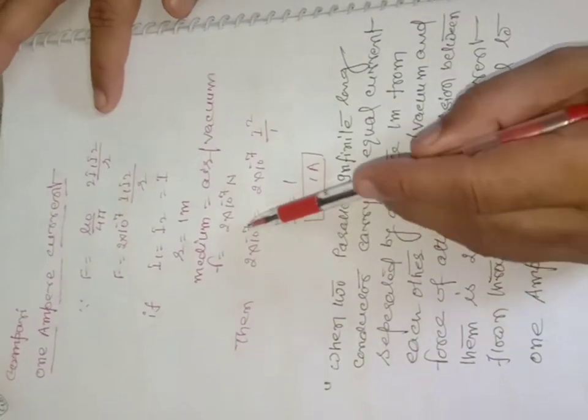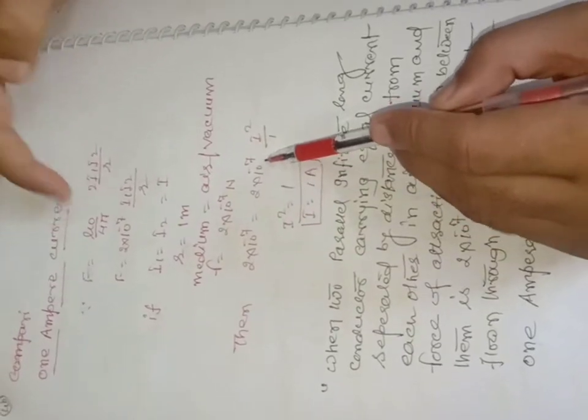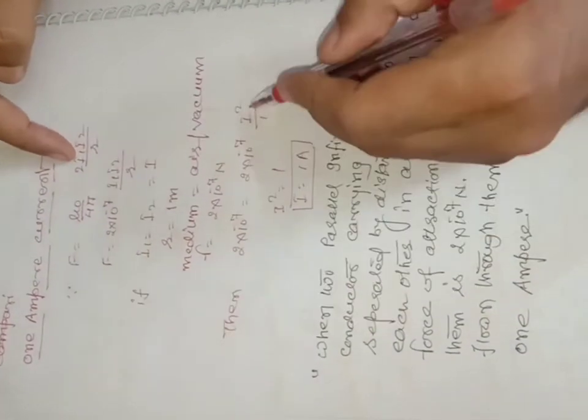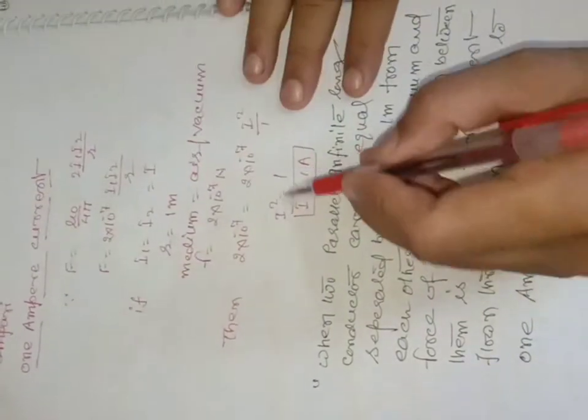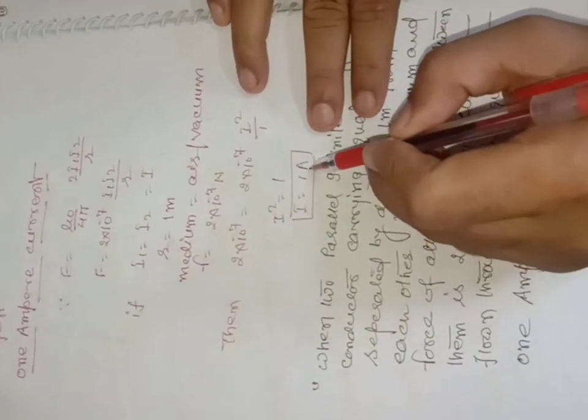So 2 into 10 power minus 7 is equal to 2 into 10 power minus 7 into I1 I2, which become I, so I square upon 1. So simply I square is equal to 1, so I is equal to 1 ampere.